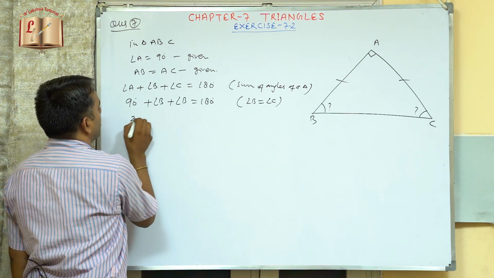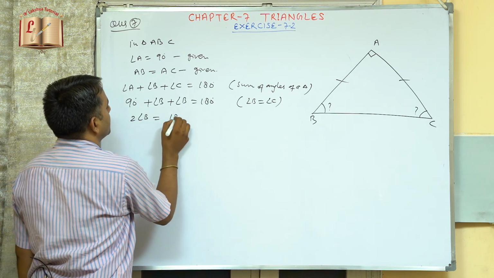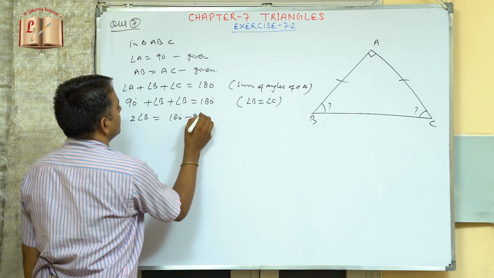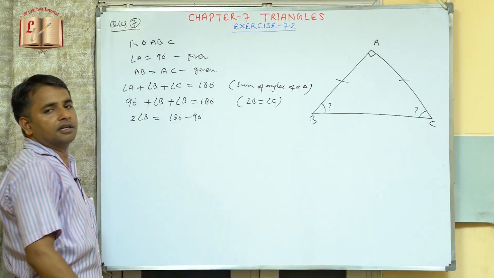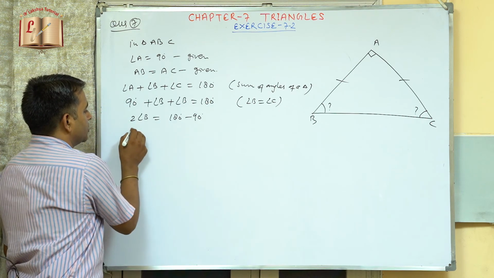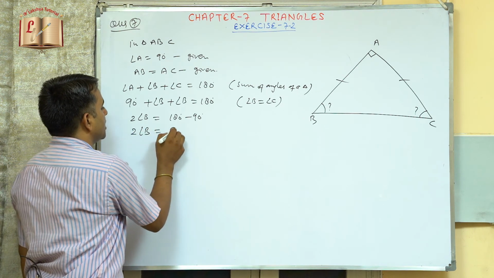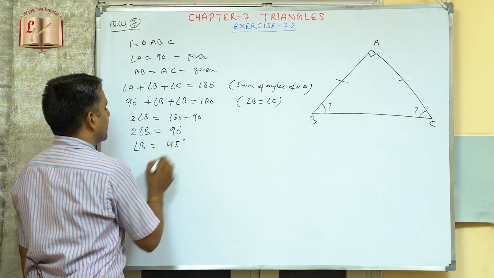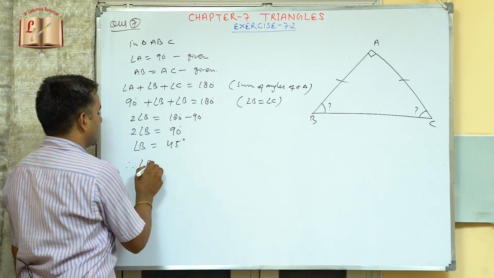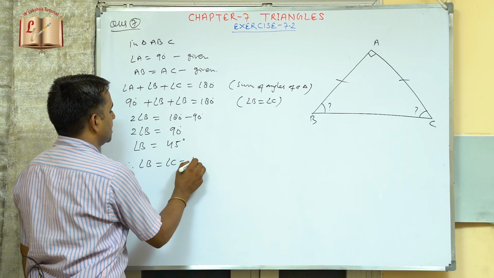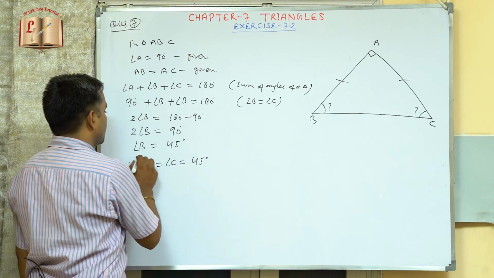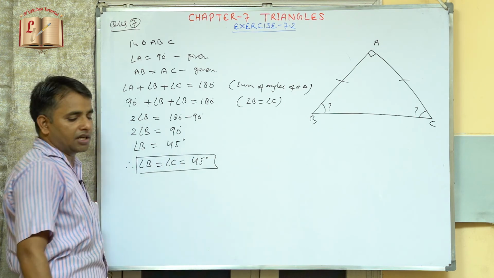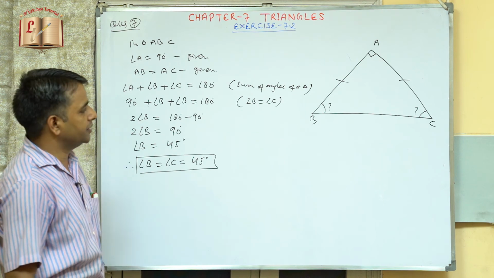So twice of angle B will be equal to 180 degrees minus 90 degrees. 90 degrees will go to the right side with a minus. So twice of angle B is equal to 90 degrees. Therefore angle B is equal to 45 degrees. Now we got angle B equals angle C equals 45 degrees. So angle B and C are both 45 degrees each.